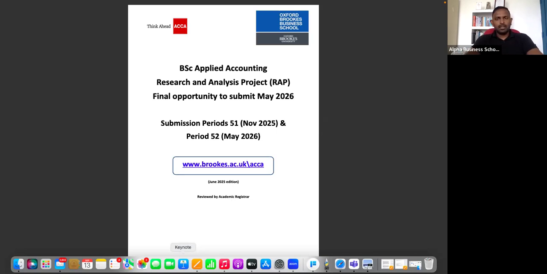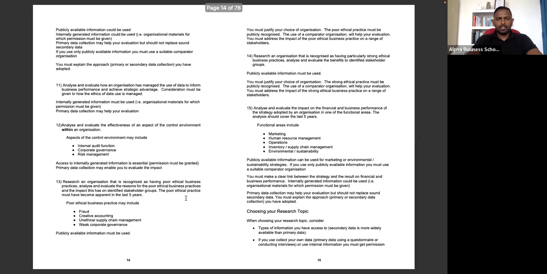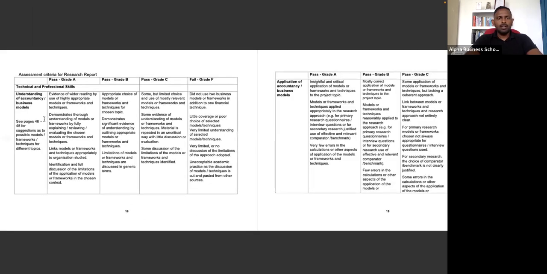So these criteria are mentioned in the guidance book which is issued by the Oxford Brookes University. It is appearing on page number 18. So let's go to page number 18, 19. You can see the criteria based on which you will get through this OBU research.